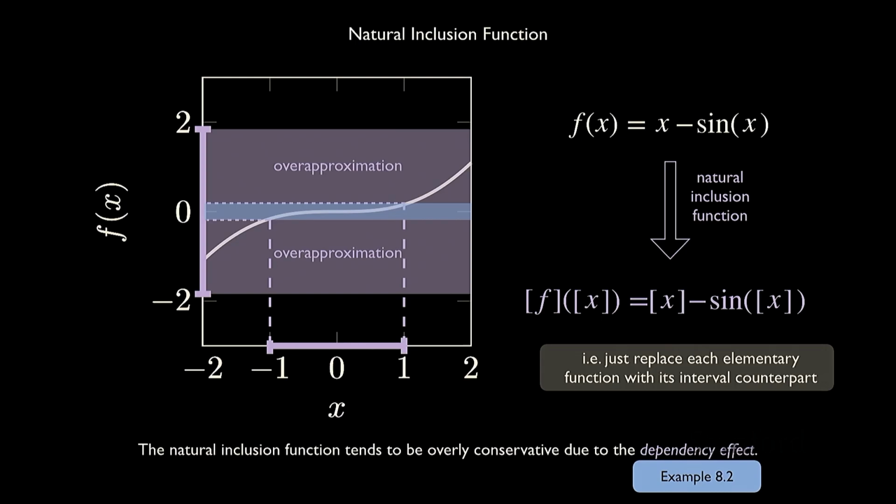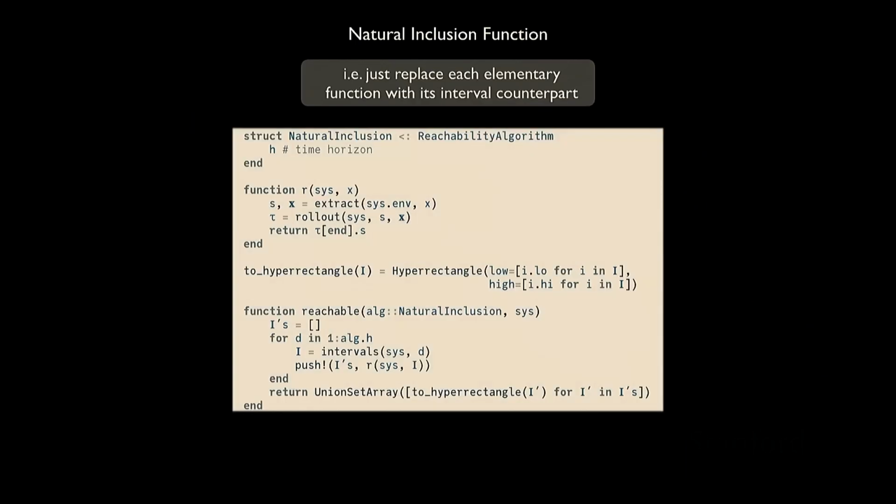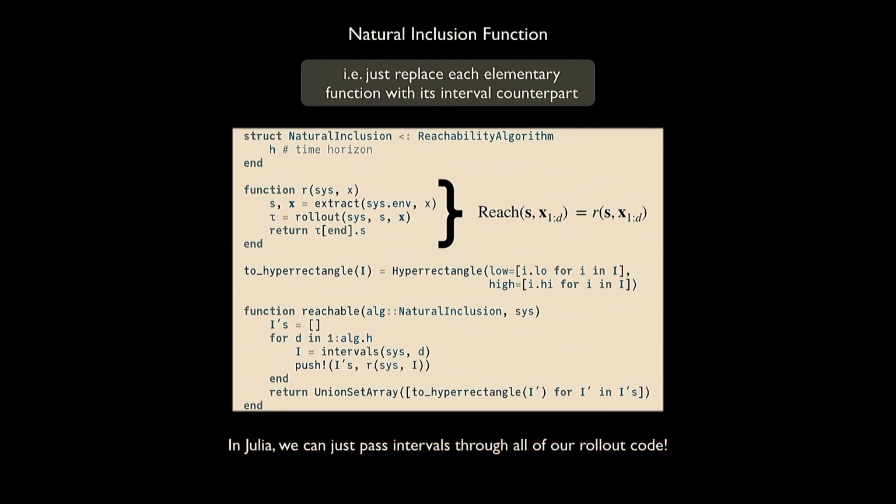That's also fine. Okay, so this is how we implement the natural inclusion function. This part here is just implementing that R. We're taking a rollout of our system and grabbing the last state at depth D. Then we go through every single step that we want to compute it for, get the intervals for the initial state and the disturbances for that point, and then just pass those intervals through our rollout. What's super cool is that in Julia, we can just pass all these intervals through our rollout code, no problem, everything works. Here's another ad for Julia.